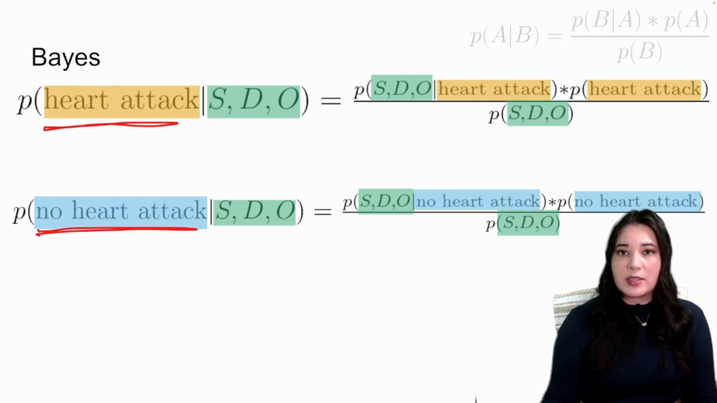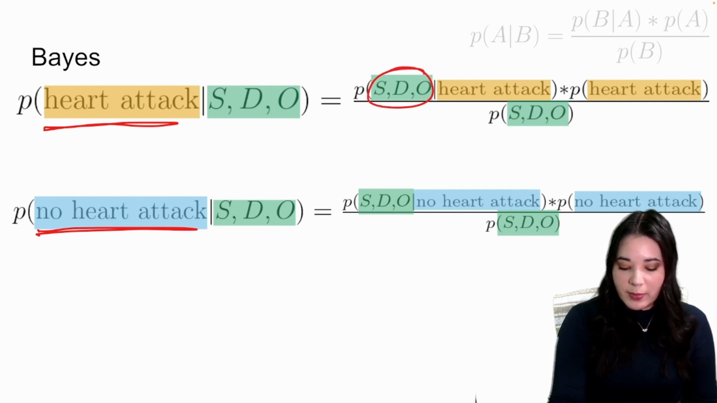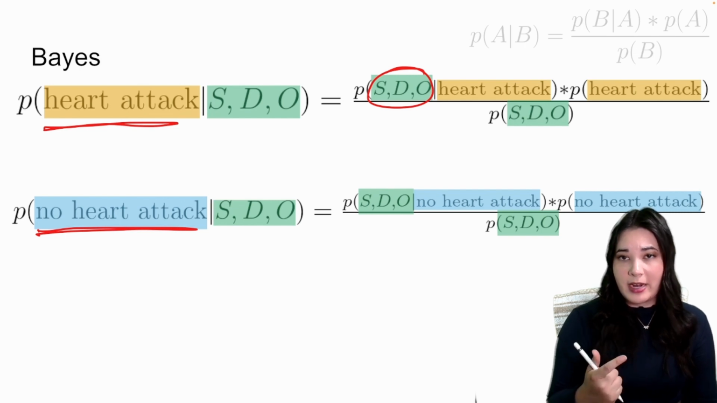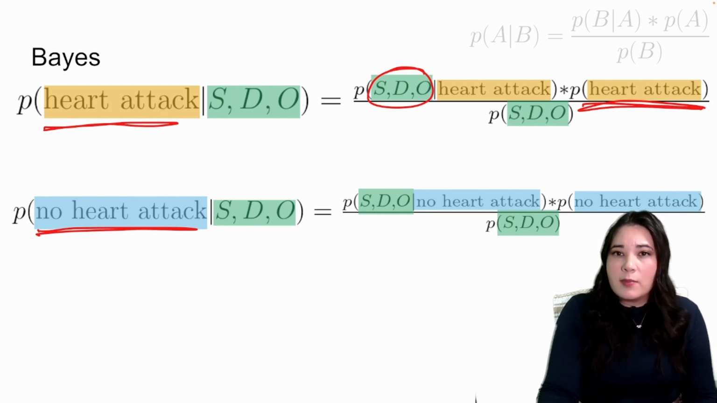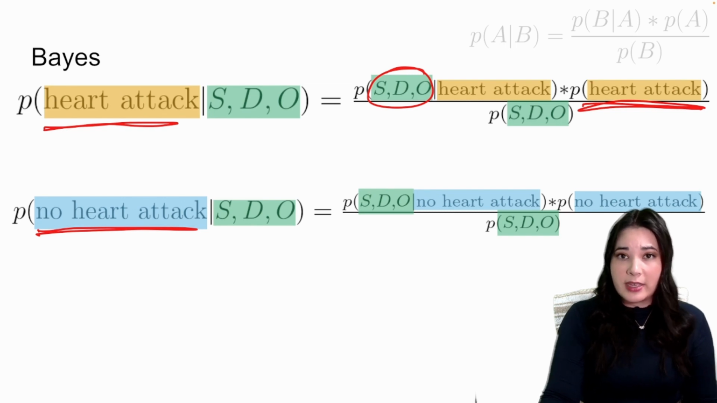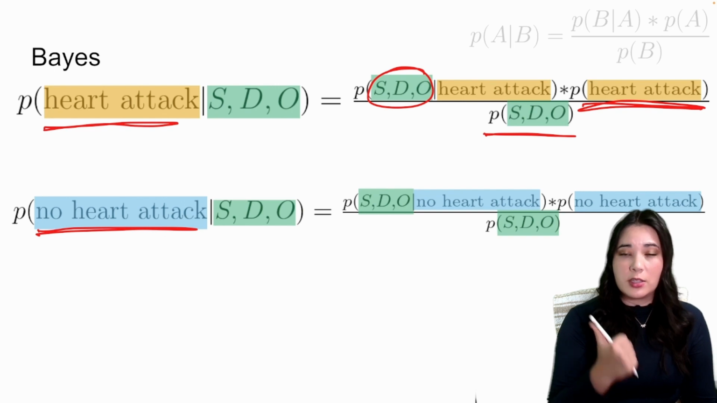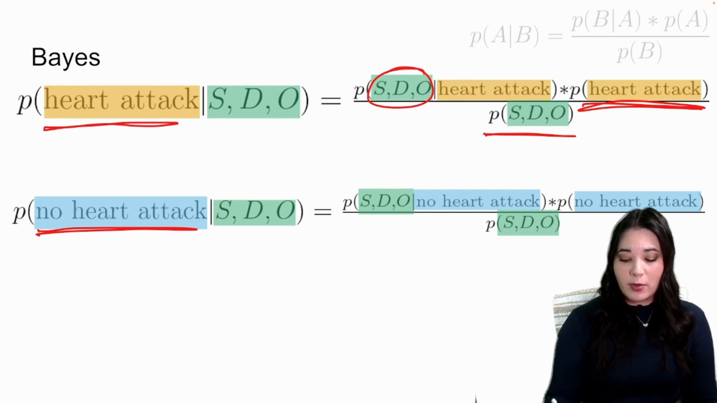For both of these, the way that we calculate this is we say, well, if we know that you had a heart attack, what is the probability that you're a smoker, you're diabetic, and you're obese? Then we take that and multiply by the overall probability of having a heart attack. Luckily, most people don't have heart attacks, and so we want to make sure that we take that into account. Then we divide by the probability of seeing someone who is a smoker, who's diabetic, and who's obese, just overall. Then we repeat that same process, but with the category no heart attack.